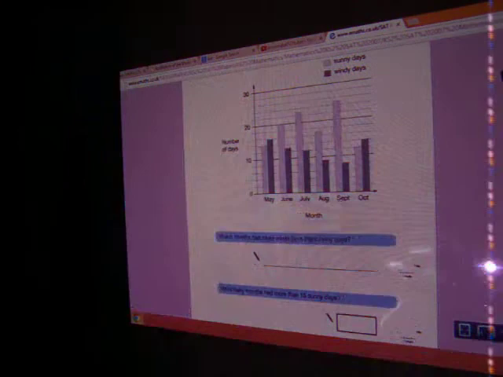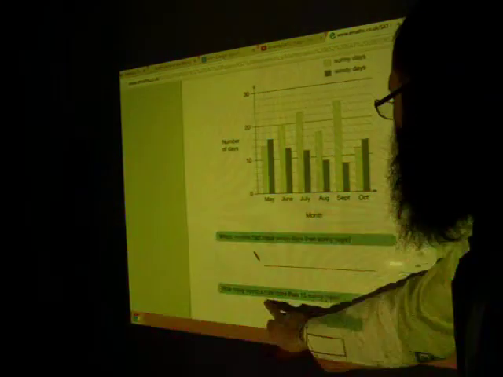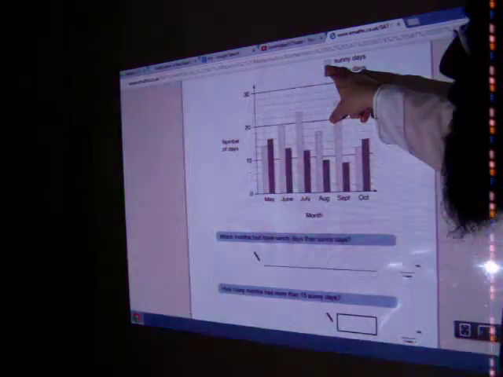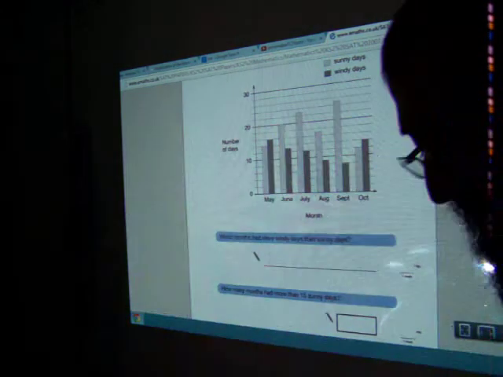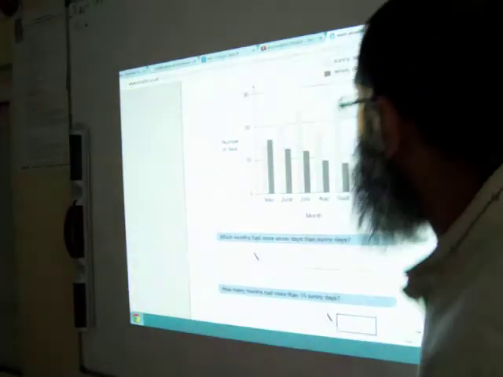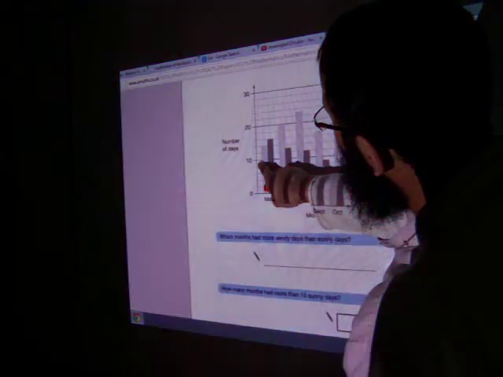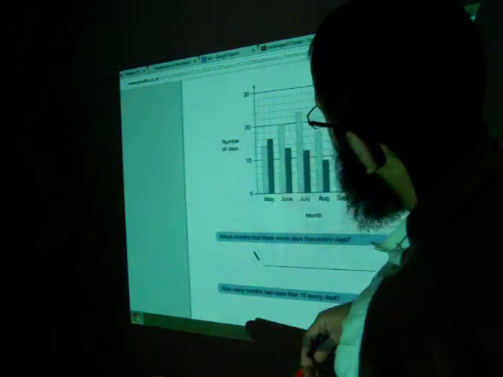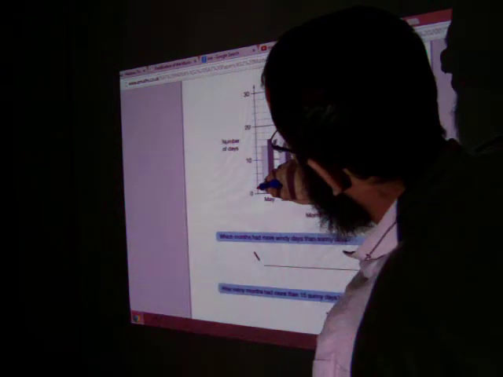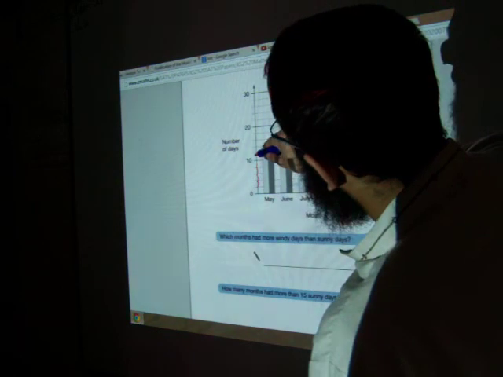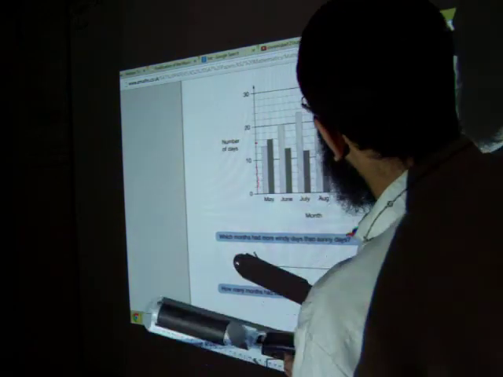That's lovely. Because how many months had more than 15 sunny days? So we're looking at the light grey one, yeah? The light one. It's going to be more than 15. So hang on 1 second, it's time to crack out the ruler. So 0, 10, where's 15? So 0, 2, 4, 6, 8, 10. So each one's 2 now. 10, 12, 14. So 15 is there.